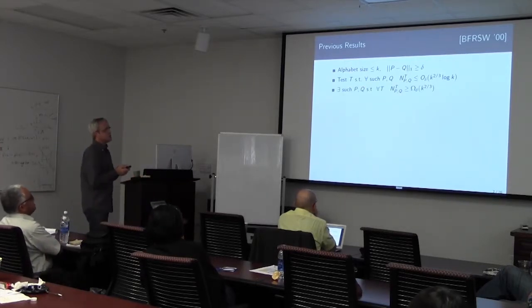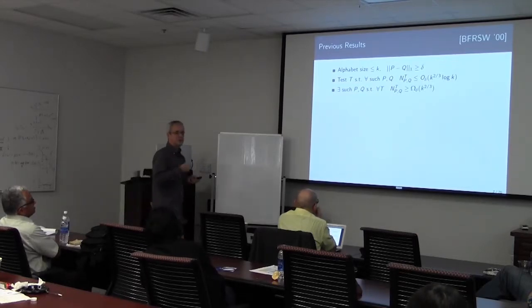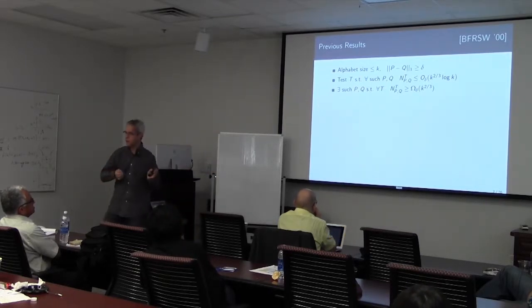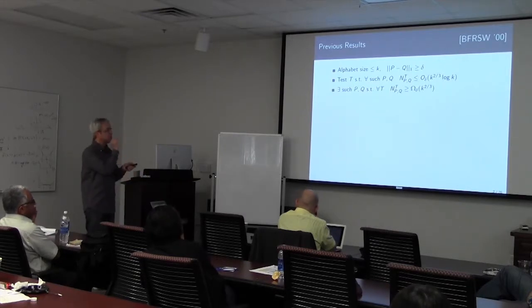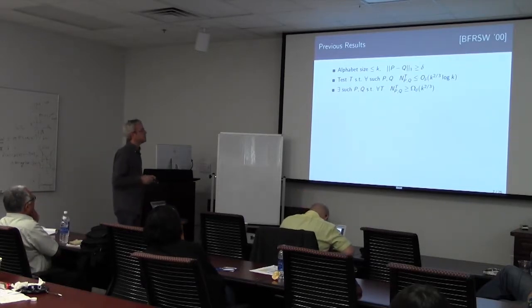And they also show that this exponent is tight, in the sense that you can find two distributions P and Q such that no matter which test you come up with, even if you design a test specifically for this P and Q, it will need at least k to the 2/3, just the same as the upper bound. Notice the test they came up with holds for any P and Q. So in some sense it's tight, okay?